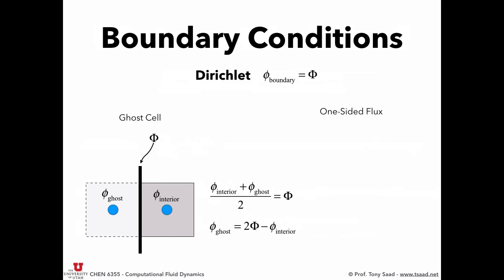Okay? So in this equation, phi ghost is unknown. We don't know phi ghost. We know phi boundary, that's specified by the user. Phi interior is known from the previous time step. Okay, that's phi old, essentially. Okay? So you take those, you average, and then you can set phi ghost equal to 2 times phi boundary minus phi interior. Okay, that's how we do Dirichlet conditions.